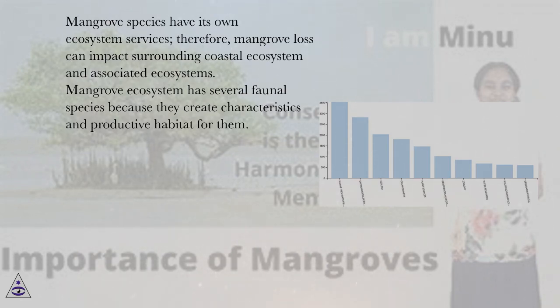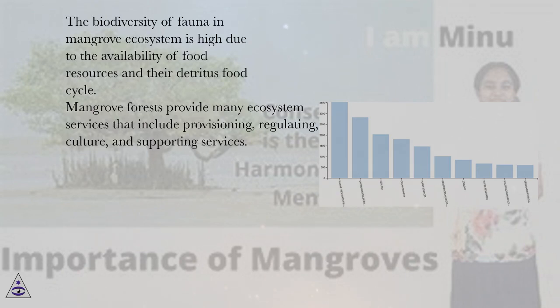The mangrove ecosystem has several faunal species because they create characteristic and productive habitat for them. The biodiversity of fauna in the mangrove ecosystem is high due to the availability of food resources and their detritus food cycle. Mangrove forests provide many ecosystem services that include provisioning, regulating, cultural, and supporting services.